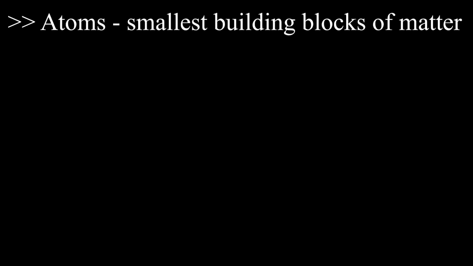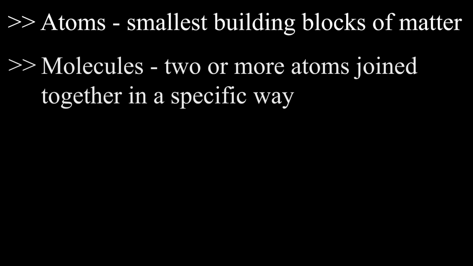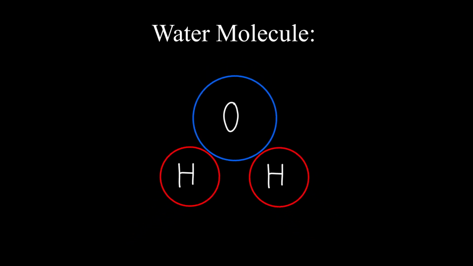Matter is made of different combinations of about 100 elements, but don't worry about that right now. Atoms are the smallest building blocks of matter. Molecules are two or more atoms joined together in a specific way. For example, water is made up of 2 hydrogen atoms and 1 oxygen atom joined together.